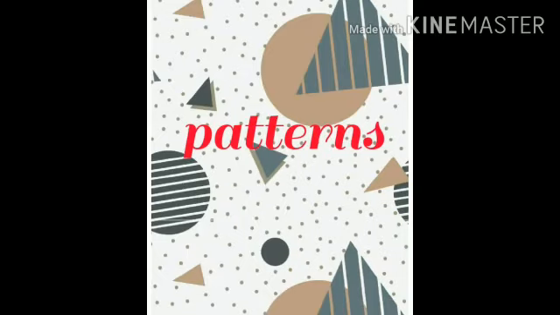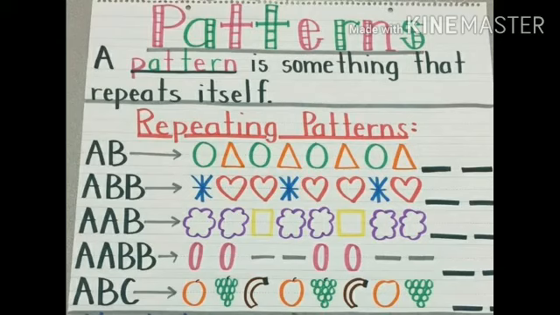Now let me see patterns. What is meant by pattern? A pattern is something that repeats itself. See here, AB. Circle is A and B is triangle. It is repeated like AB, AB as shown.